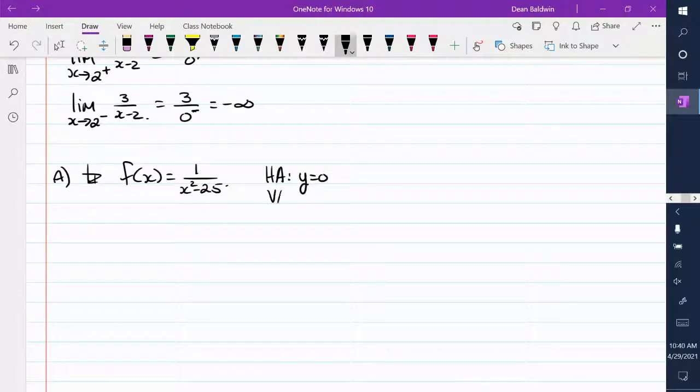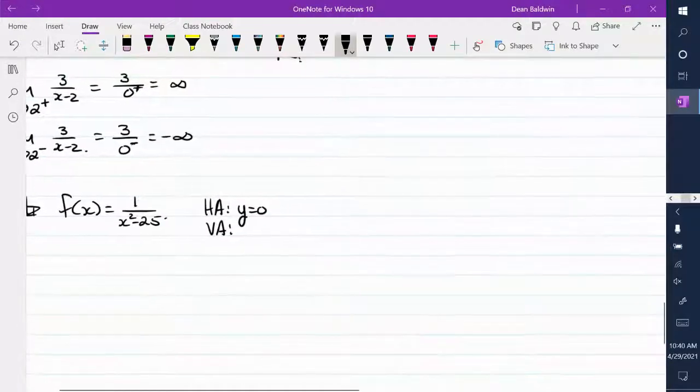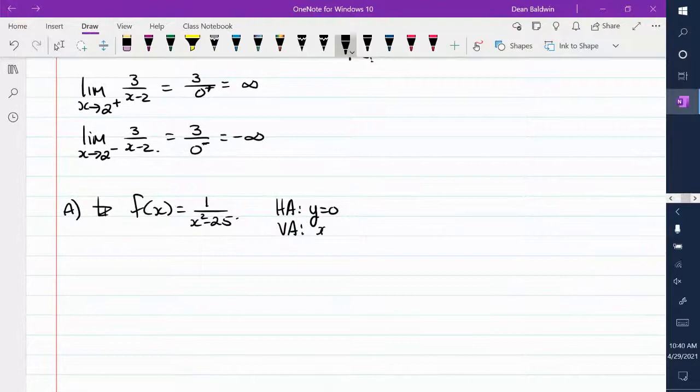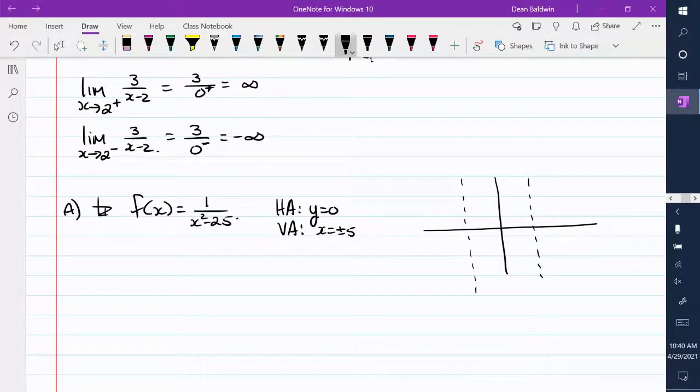Verticals. Where are my vertical asymptotes? 5 is one of them. And negative 5, right? Plus or minus 5. And then we have y is equal to 0 as well.